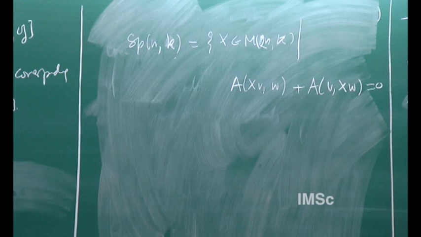Once again, it is a bilinear form being differentiated, if you like. So A(XV, W) plus A(V, XW) has to be 0. The set of X satisfying this again turns out to be the Lie algebra. And again, you have to make the condition that N is greater than or equal to 2.